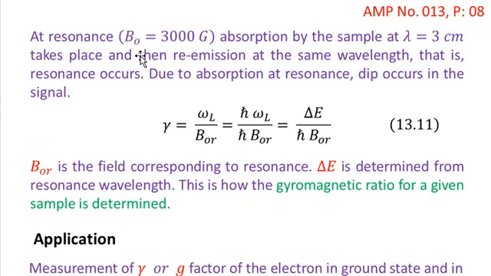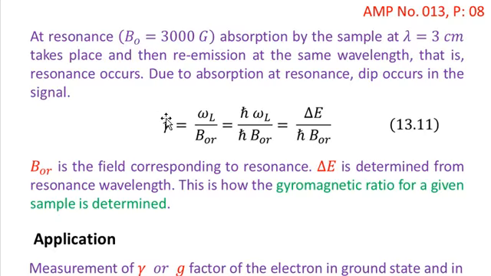So at resonance, which in this particular case is B naught equal to 3000 Gauss, absorption by the sample at lambda equal to 3 centimeter takes place, and then re-emission at the same wavelength, that is, resonance occurs. You know that resonance means the same wavelength is absorbed and the same wavelength is emitted. Due to the absorption at resonance, a dip occurs in the signal of the diode.